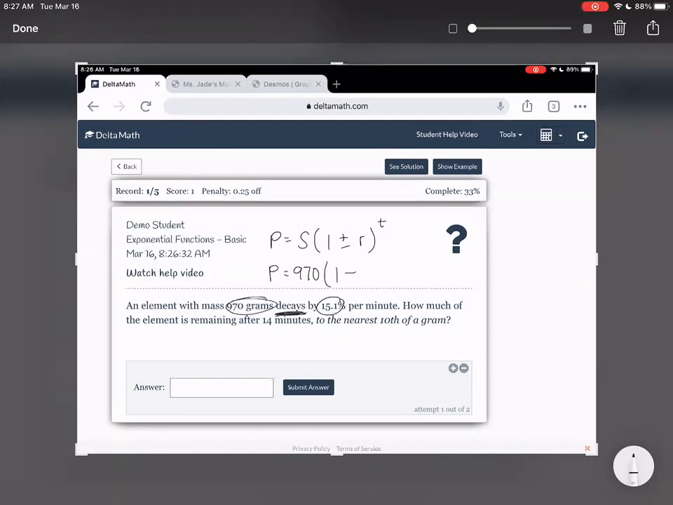All right, now R is 15.1%. However, we need to take that decimal and move it 1, 2 to the left, so we get 0.151 as our R. So I'm going to write 0.151. So we have to just turn that percentage into a decimal, and then that's what our R is. Okay, and last but not least, we have T. So what is the amount of time that's passing? 14 minutes. So I'm going to raise it to the power of 14. And so we're going to type this into our calculator. Before I do that, are there any questions?